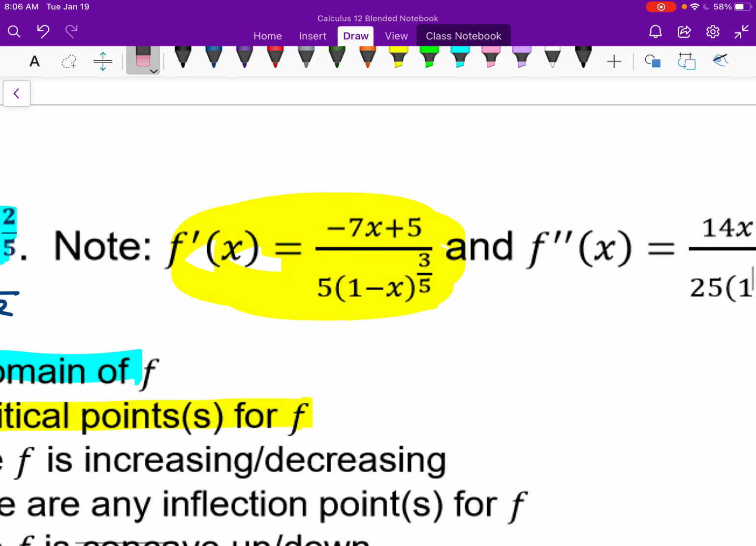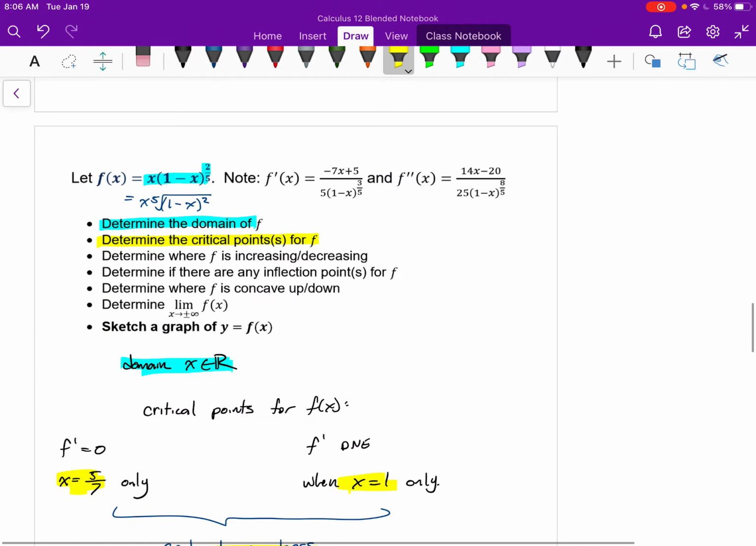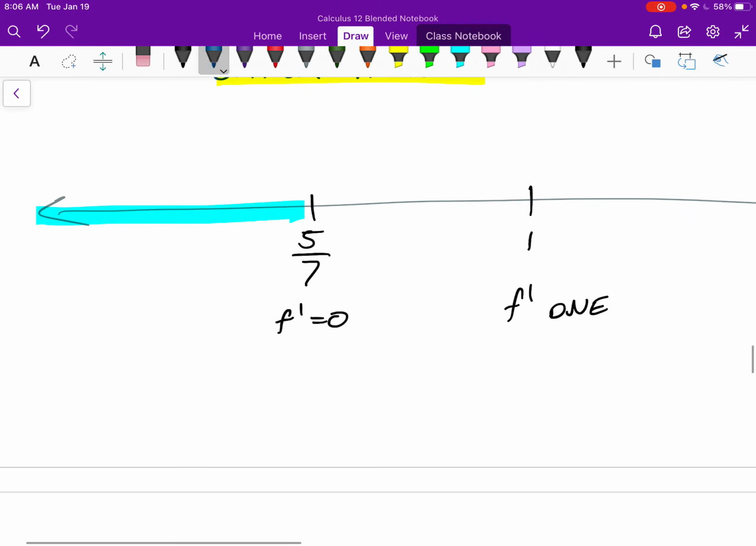So if I just look here by inspection, if I make x equal to 0, any number less than 5/7, but 0 is pretty nice, I can see I get 5 in the numerator, or more importantly, a positive number in my numerator, because all I care about is whether my derivative is positive or negative. And down here, I have 1 minus 0 to the power of 3/5. Well, that's going to be a positive number times 5. That's positive. So when x is any number less than 5/7, my first derivative is a positive number divided by a positive number, which is positive, which means I know my function is increasing in this interval.